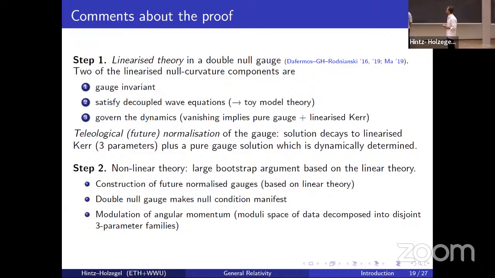Kerr solutions. And the second important aspect of the linear theory is that solutions to the linearized system actually don't decay to 0. They don't even decay to this 3-parameter family of linearized Kerr solutions, but they decay to a pure gauge solution, to an infinitesimal diffeomorphism, which corresponds to the fact that if you want to see decay to 0, you have to normalize your double null foliation from the future in order to see decay.